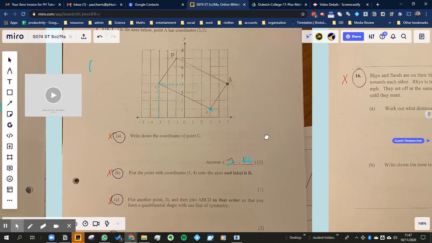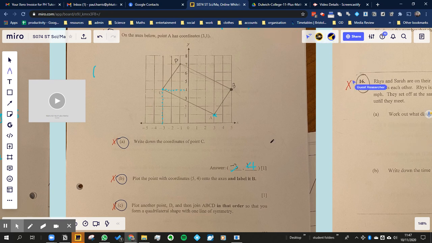Plot the point with coordinates 5, 4 on the axes. So you didn't do this one. Why was that? Oh yeah, sorry, I thought that was actually part of the diagram, but okay, it says 5, 4. Well, that one's right, isn't it? Let me just check. Yeah, you got that one right. Your mum said you got it wrong. So let me just double check, and I think it's right. So that's 5, 4. Yeah, that one's right. So that one's no problem.